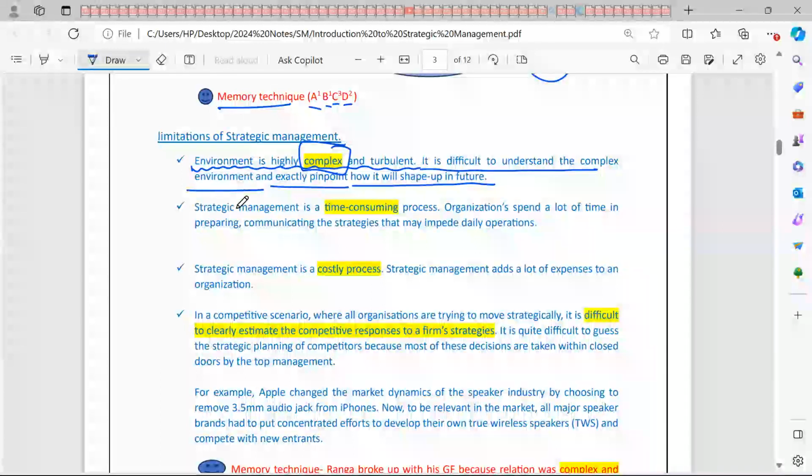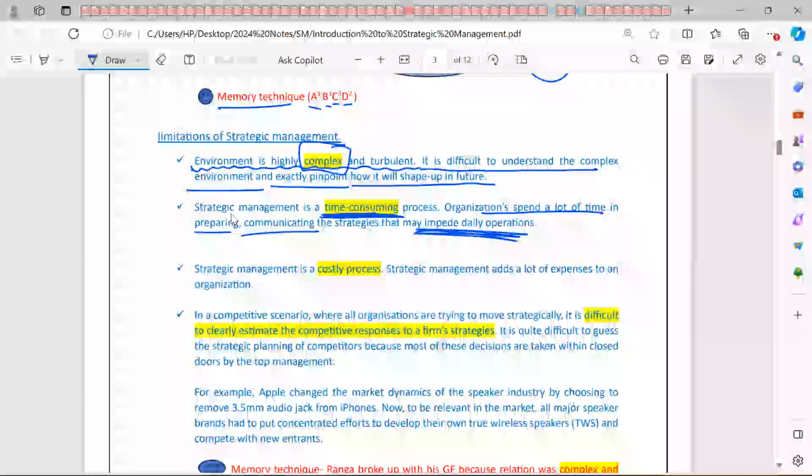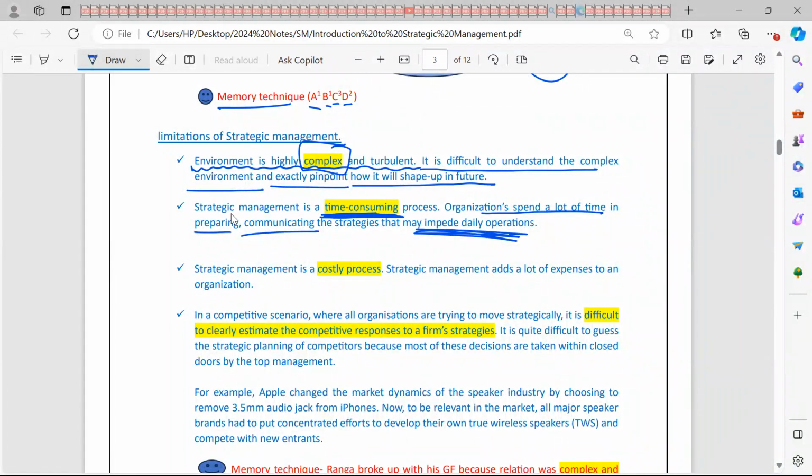Okay, next thing, strategic management is a time consuming process, sir. It is not a one day task. It takes years to make a good strategy. Organizations spend a lot of time in preparing and communicating the strategy that may impede the daily operation. It means while making the strategy, there may be chances that the organization has to disturb their daily operations. So this is one of the biggest disadvantages, that it is time consuming.